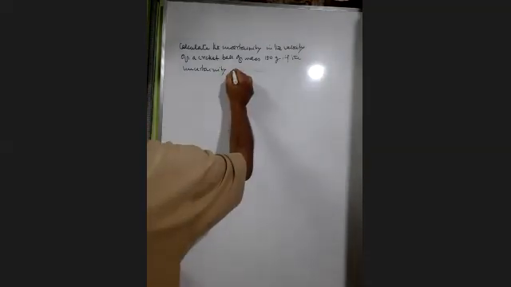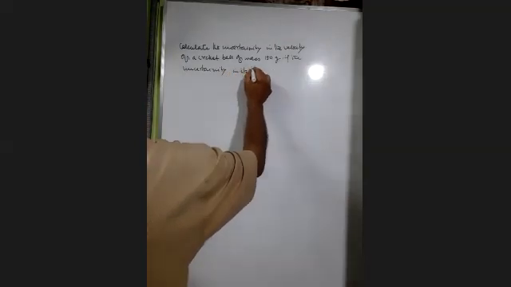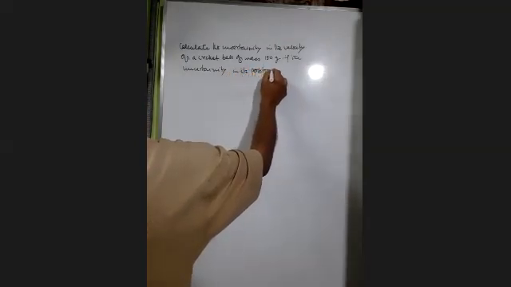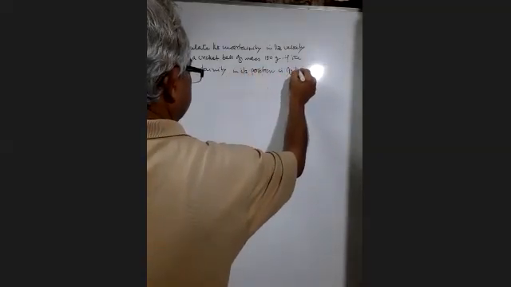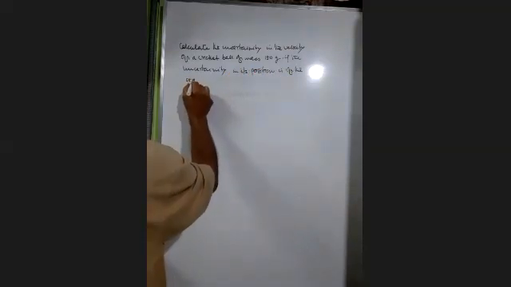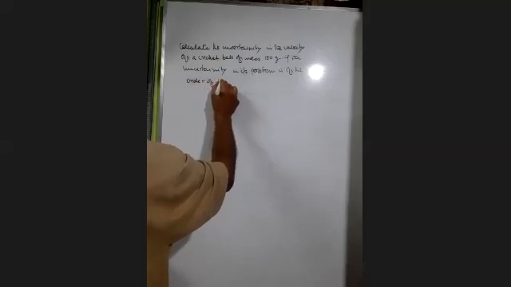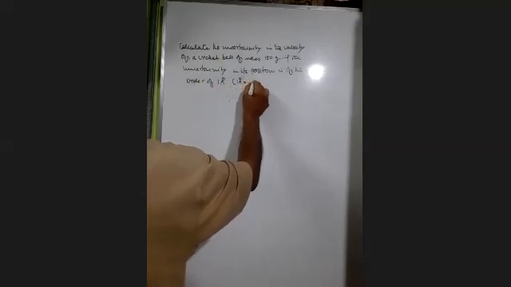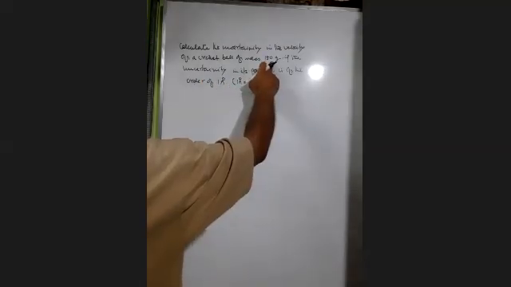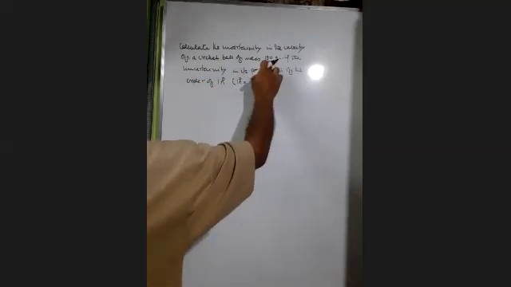If the uncertainty in its position is of the order of 1 angstrom. So you know 1 angstrom is equal to what? 10 to the power minus 10 meter. See here, it is in gram and this is in meter. So you have to convert gram into kg.